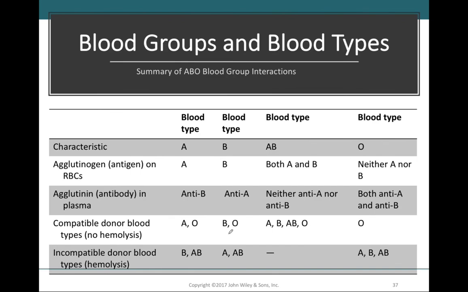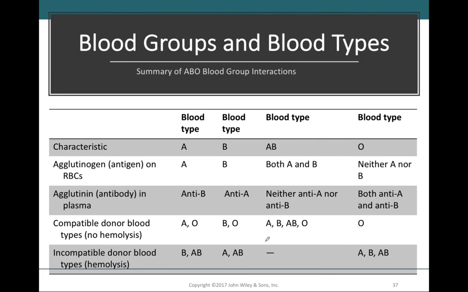Using the same theory, we can see that the B blood type only contains the anti-A antibody, and therefore we can only use blood types of B and O. We don't want to add any A antigens since there is the A antibody found in that blood. AB and O are a little bit different. Since the AB blood type has both the A and the B antigens, and therefore will not have any antibodies, the AB blood type is considered the universal recipient.